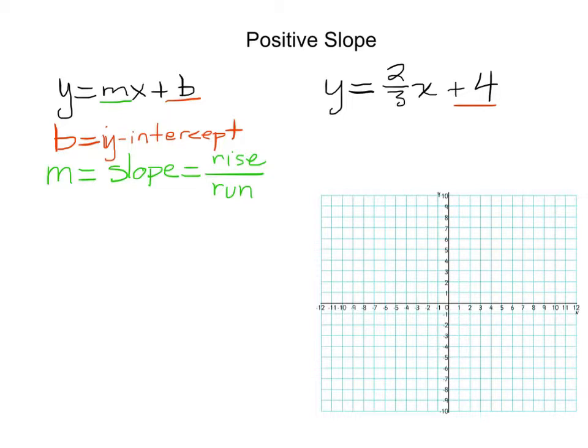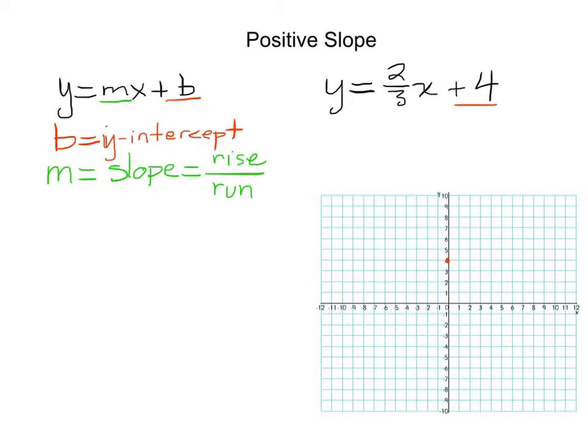That's my b value. So on our graph, we are going to start by looking first at the y-axis, which is right here, and our y-intercept is positive 4. So on the y-axis, we are going to put our first point right here at the positive 4. That's the first point of the line that we are about to graph.